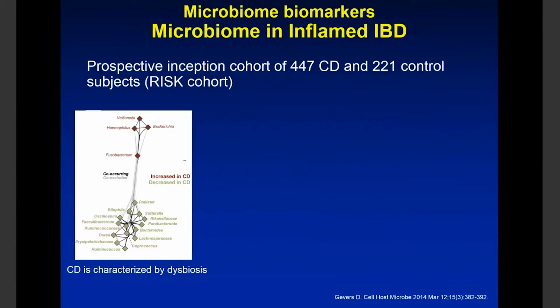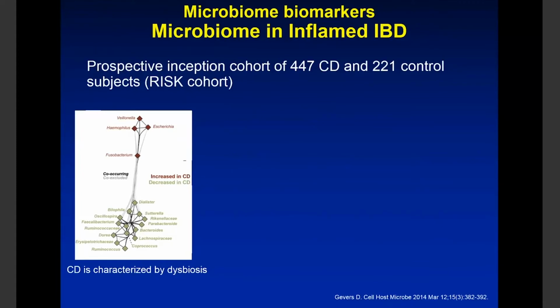To answer the first question, whether there are distinct microbial signatures associated with active inflammation in IBD, we can look at some elegant prospective cohort studies that have looked at this question. The RISK cohort is a pediatric inception cohort that included about 450 children who were newly diagnosed with Crohn's disease and about 200 controls. What they found was that there were clear microbial signatures or biomarkers that differed between Crohn's and ulcerative colitis. I've demonstrated here what they found in terms of microbial species that are both decreased in Crohn's disease and those that are increased, highlighted in green and red respectively.